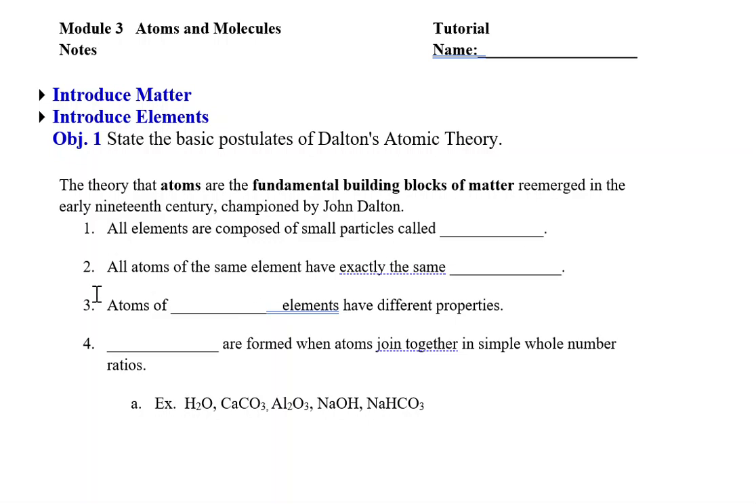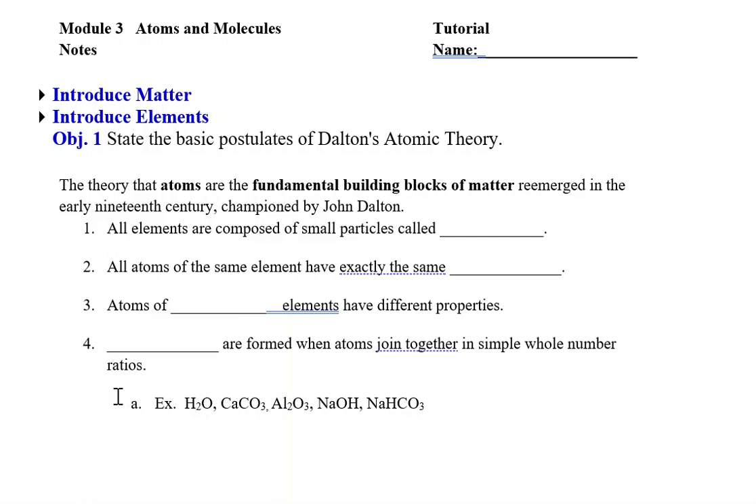The second thing he realizes is that all atoms of the same element have exactly the same properties. So for example, an atom of hydrogen, whether you take that atom of hydrogen from water, or from a piece of cellulose, wood, or sugar, actually has the same properties. And atoms of different elements have different properties. So carbon is going to have different properties than nitrogen, than oxygen, than iron, than cobalt, or whatever.